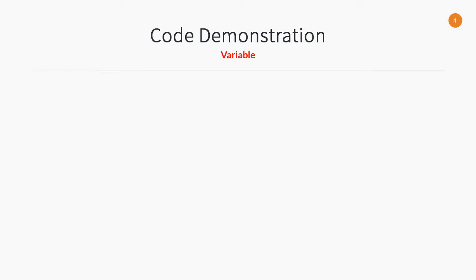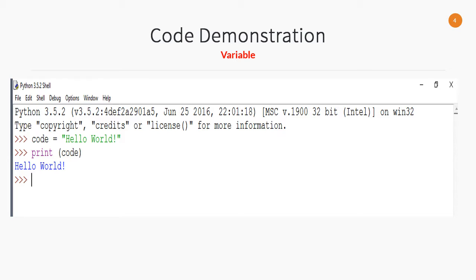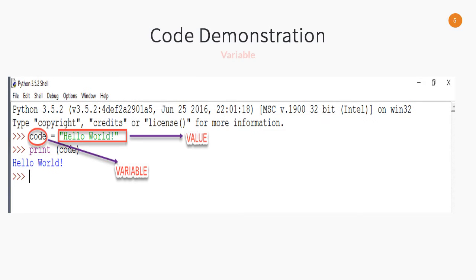Here is a code demonstration of the use of a variable inside Python code. Have a look at the screen. The code says code is equal to hello world, print code. After running this program, the output that we get, which is in blue color, is hello world. So the code that we are using here is a variable. We are using a variable code to store a string or a statement, hello world, which is the value. So this variable code stores the value hello world inside it. Then when we ask the interpreter to print the value of the variable code, we get the output hello world.